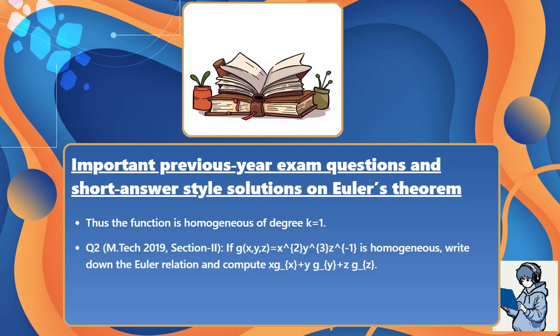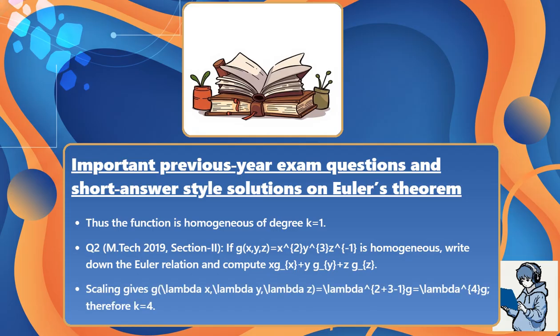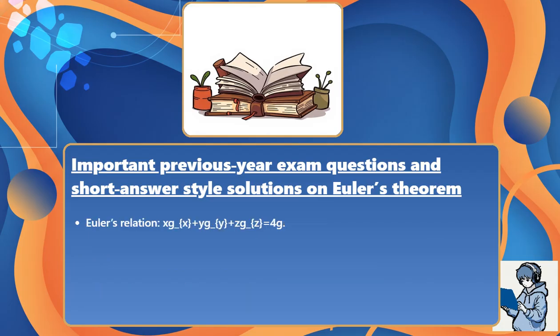Q2, M.Tech 2019, Section 2. If g of x, y, z equals x squared y cubed z to the minus 1 is homogeneous, write down the Euler relation and compute x g sub x plus y g sub y plus z g sub z. Scaling gives g of lambda x, lambda y, lambda z equals lambda to the power 2 plus 3 minus 1 times g, which equals lambda to the fourth times g. Therefore k equals 4. Euler's relation: x g sub x plus y g sub y plus z g sub z equals 4g.